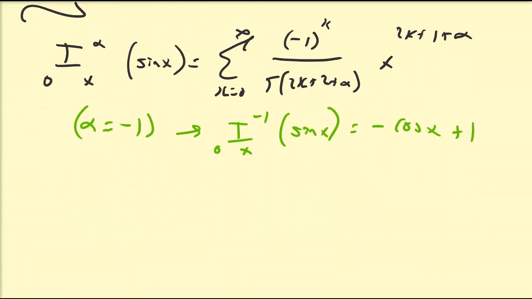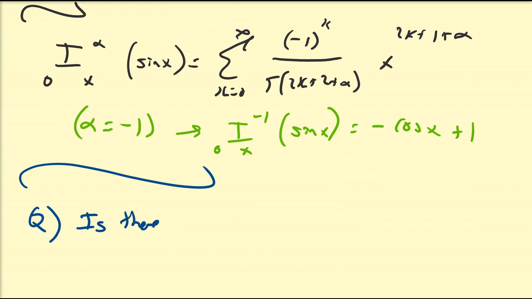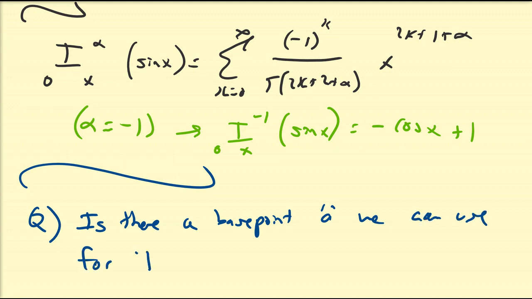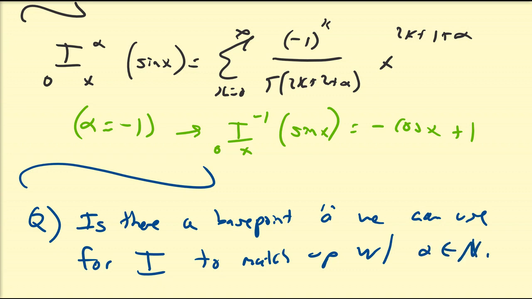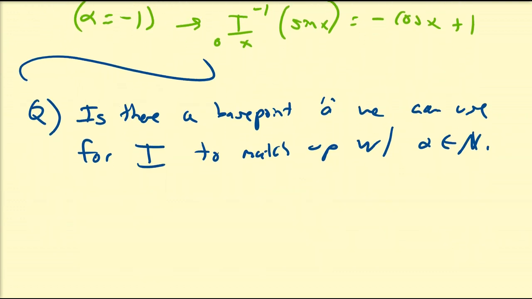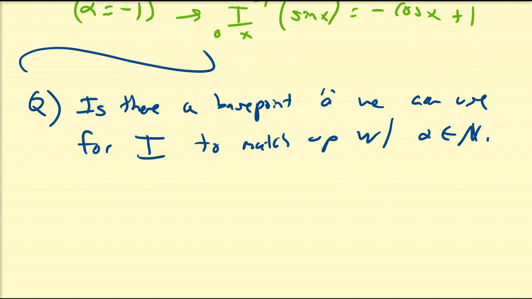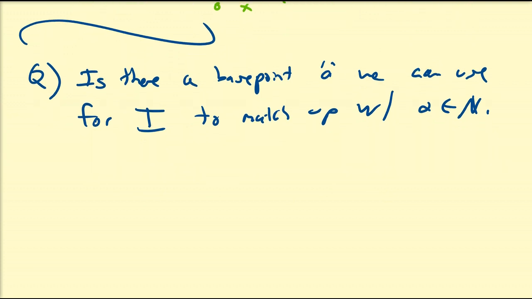Alright, so let's formally ask the question that we want to answer here. Is there a base point a we can use for this integral operator I to match up with the alpha values that are nested inside of the natural numbers? So negative 1, negative 2, negative 3, and negative 4. Alright, so let's try and figure out maybe what would make sense for these types of things.